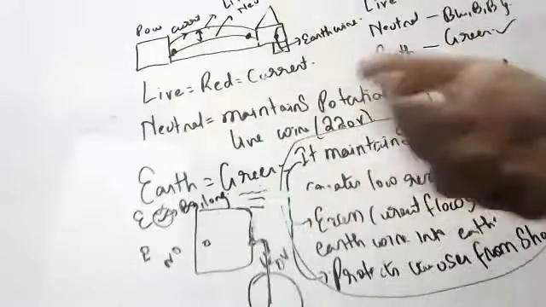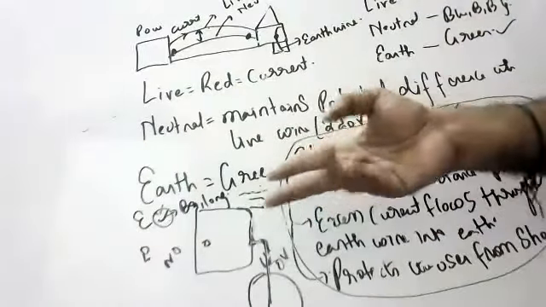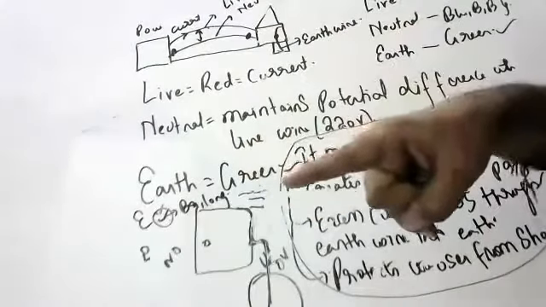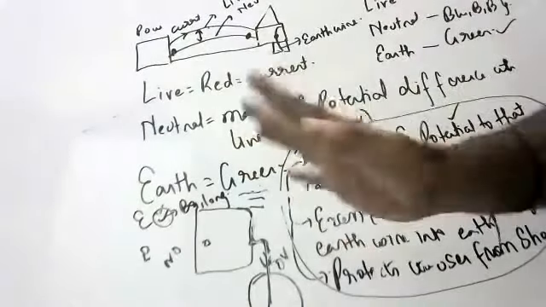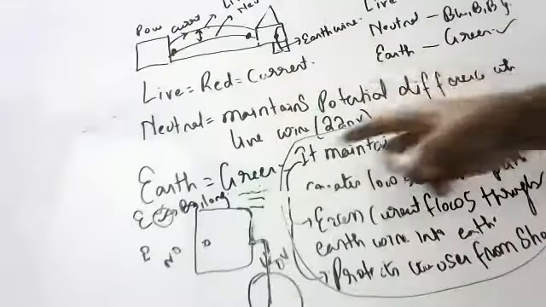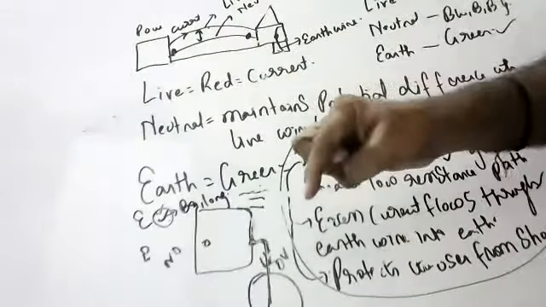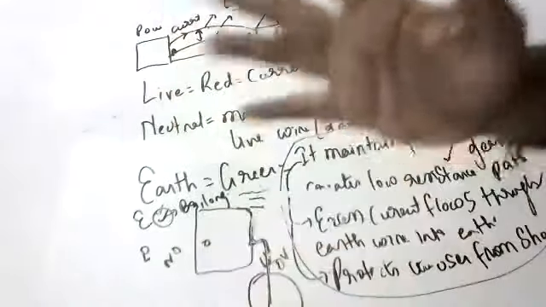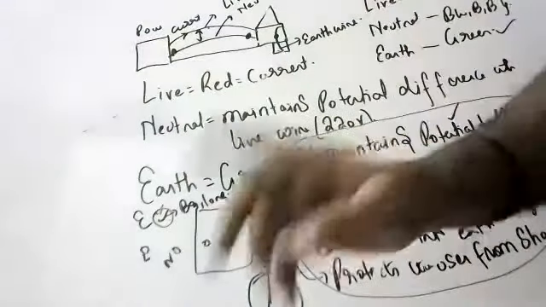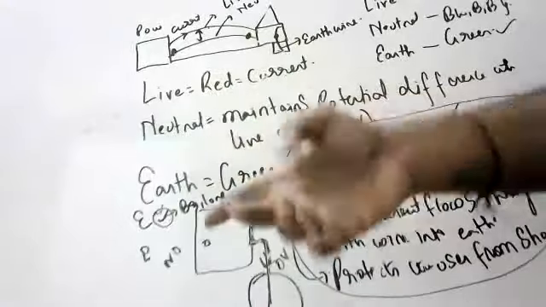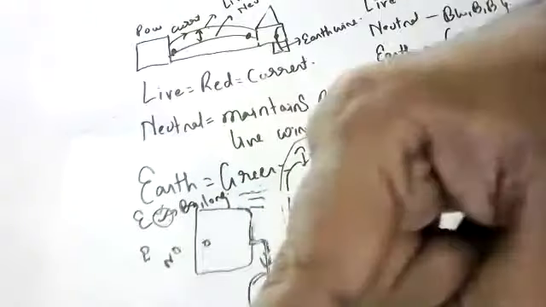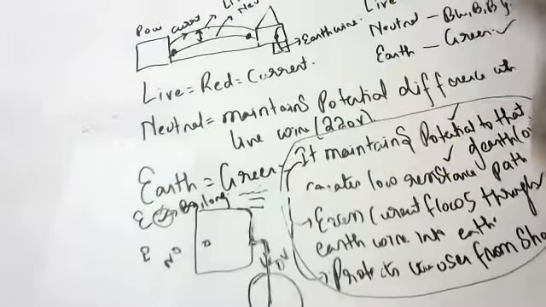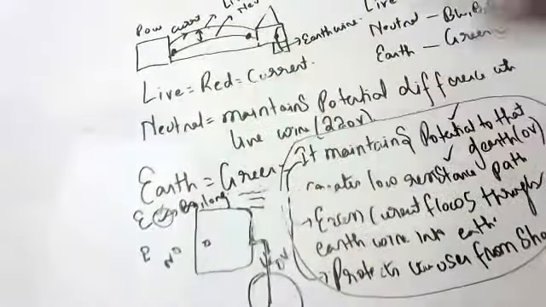And what is the type of connection we use in our houses? Series or parallel? Parallel. What are the advantages of parallel? I told you: if you switch off one appliance, other appliances do not get switched off, and all the instruments will be maintained at the same potential, because in parallel potential is constant. Different instruments require different currents, which is possible only in a parallel connection.